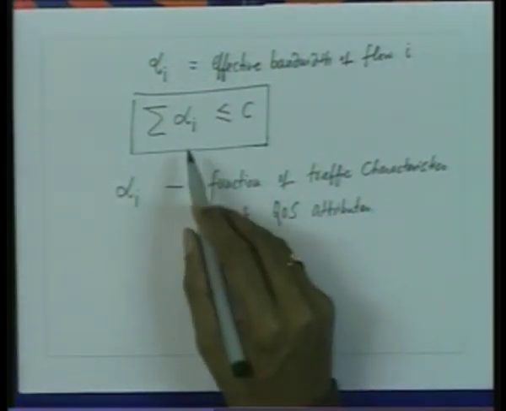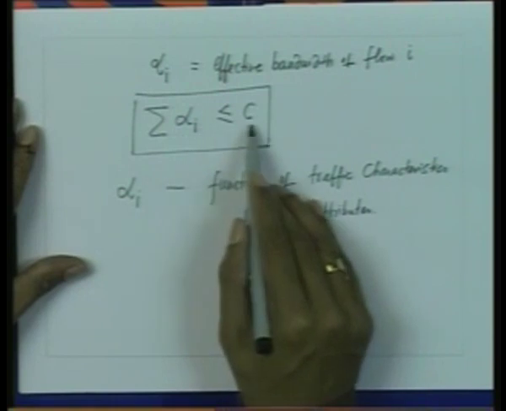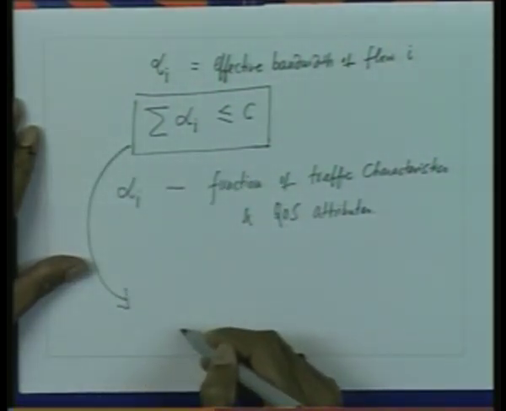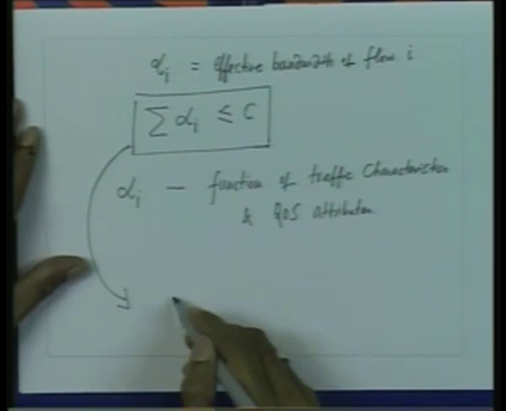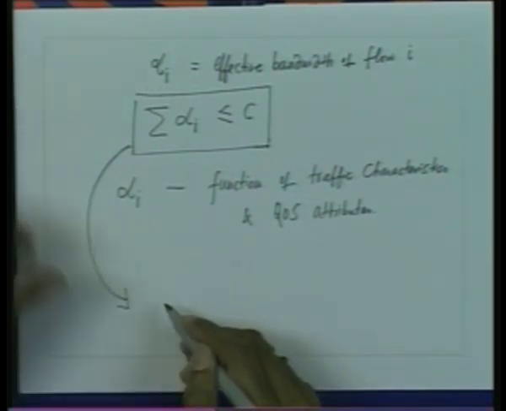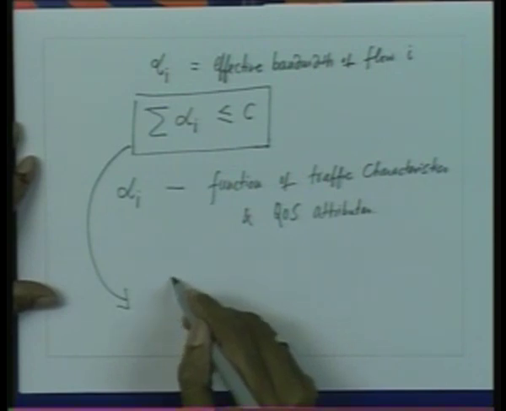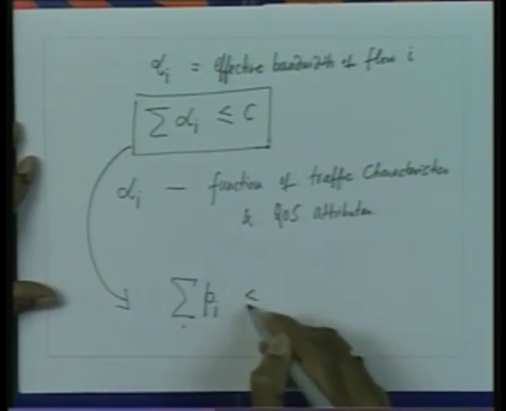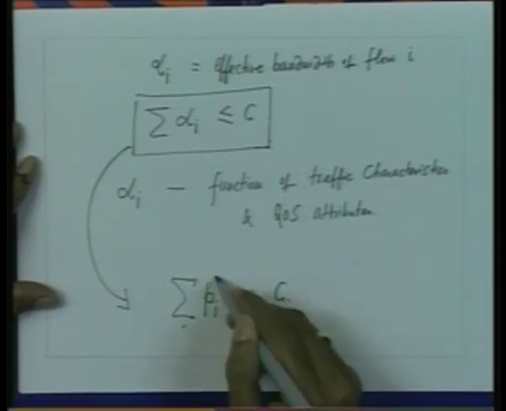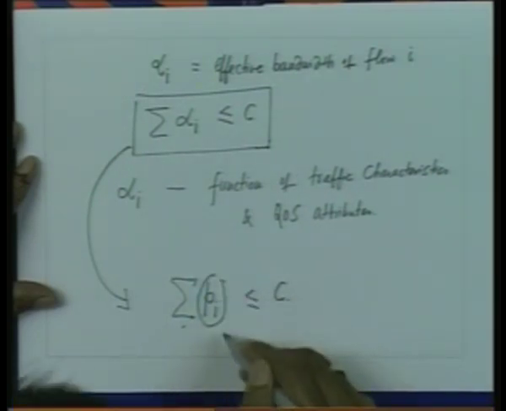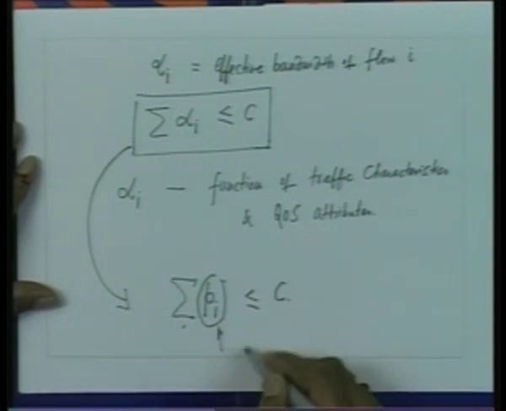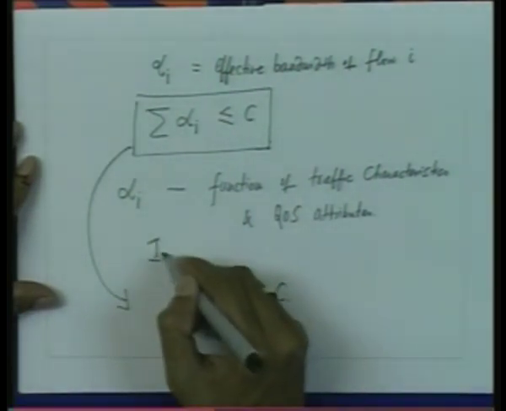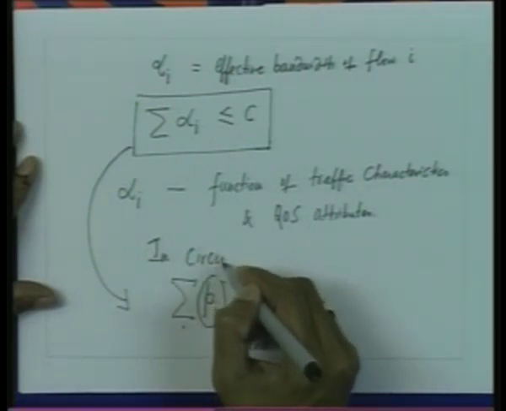Now remember that this admission control policy is very similar to the admission control policy which we follow in circuit switch networks. If these traffic sources were to share a circuit switch network, then obviously we need to guarantee that the sum of their peak rates is less than or equal to C, where Pi is actually the peak rate. So in circuit switch networks the policy will look something like this.